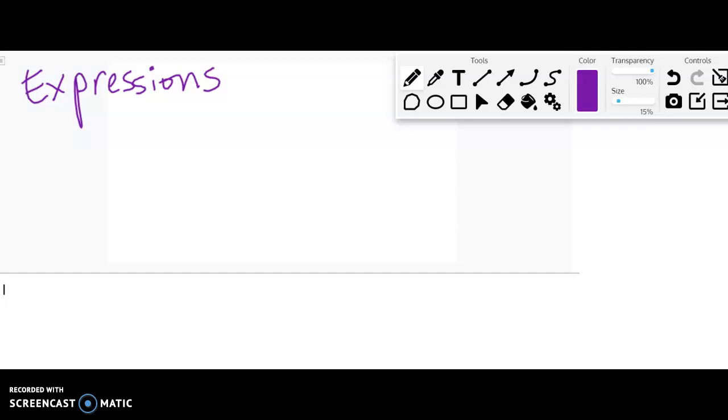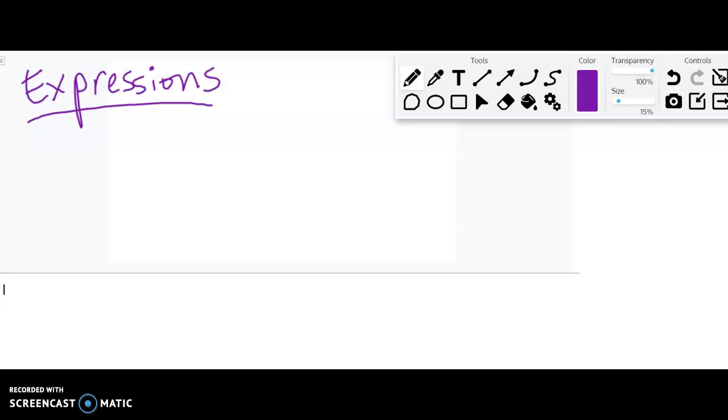All right, fifth graders, this lesson is all about expressions. Now, you might have heard of expressions before, and I'm not talking about facial expressions. I'm talking about expressions in math. So expressions are ways that we can show how numbers in a situation are related.